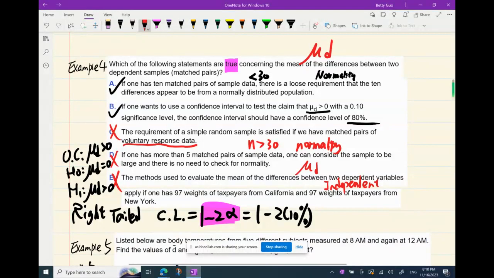A lot of information here, especially B. Please let me know, am I clear about this question? Do you agree we should choose A and B here? Especially B, do you understand B? If it's a two-tailed test, the confidence level is 1 minus alpha. But if it's a one-tail test, the confidence level is 1 minus 2 alpha.